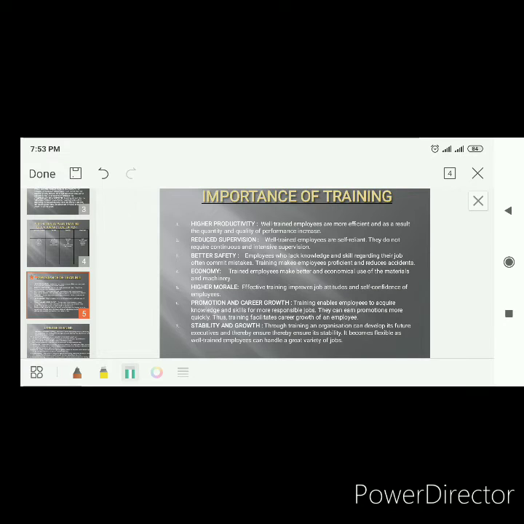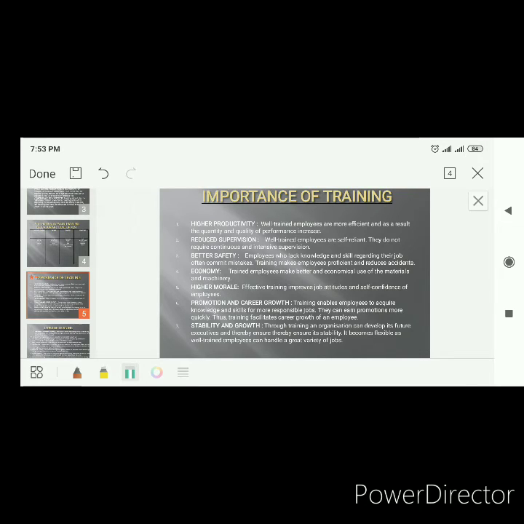Point number 7, stability and growth. Through training, an organization can develop its future executives. You know what? Your future executives can be developed. With the help of well-trained staff, an organization can smoothly expand. When my employees are well-trained, when my people are working together, things are going on smoothly, everything is going on in a proper way, then what happened? When there is stability, then there will be growth. Then my employees are going to grow.